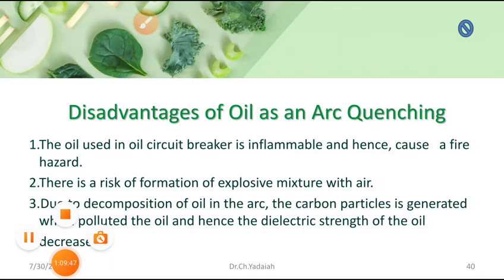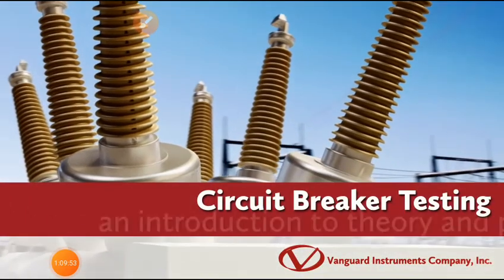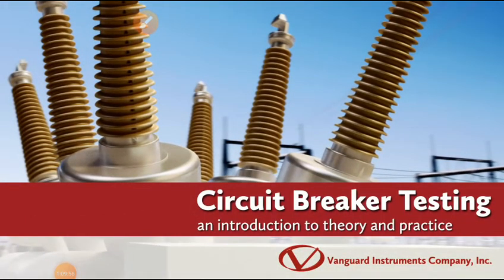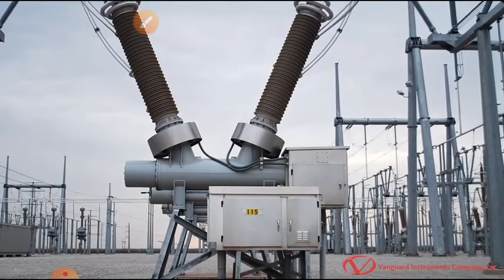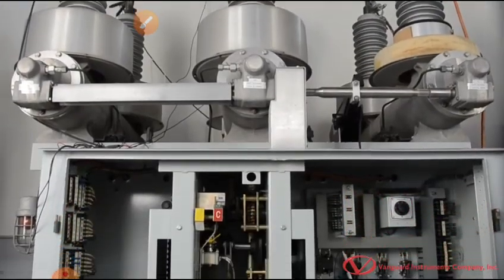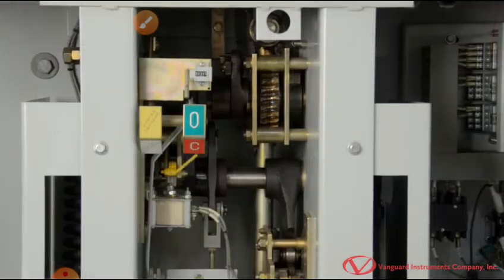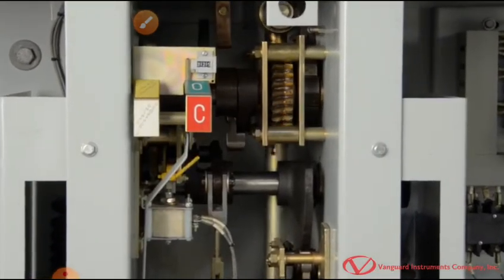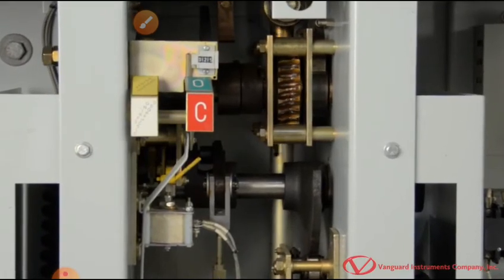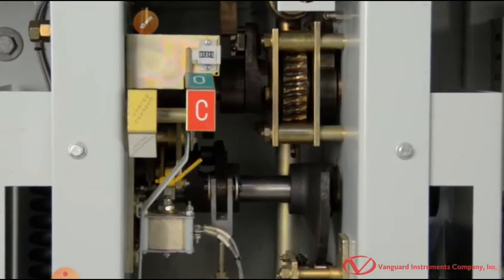Now I think you can see a few more things, testing, how the circuit breaker is tested. So this is the size of a circuit breaker. It is an important and critical component of the power delivery system. The operating system, you can see. Switching devices capable of making, carrying, and breaking current in normal and abnormal conditions.